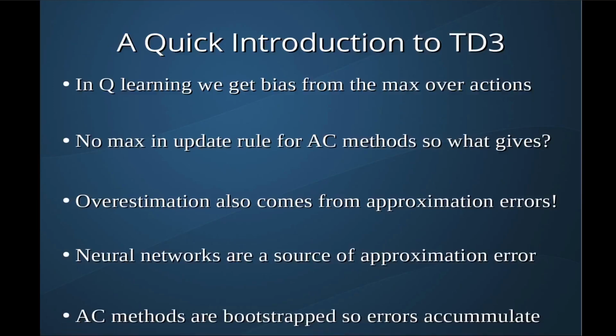Worse yet, actor-critic methods are bootstrapped. What this means is that we're going to be using our initial estimates to perform updates to later estimates. And so you have some errors in your early estimates that propagate to your later estimates over time. So you get an accumulation of error over time.